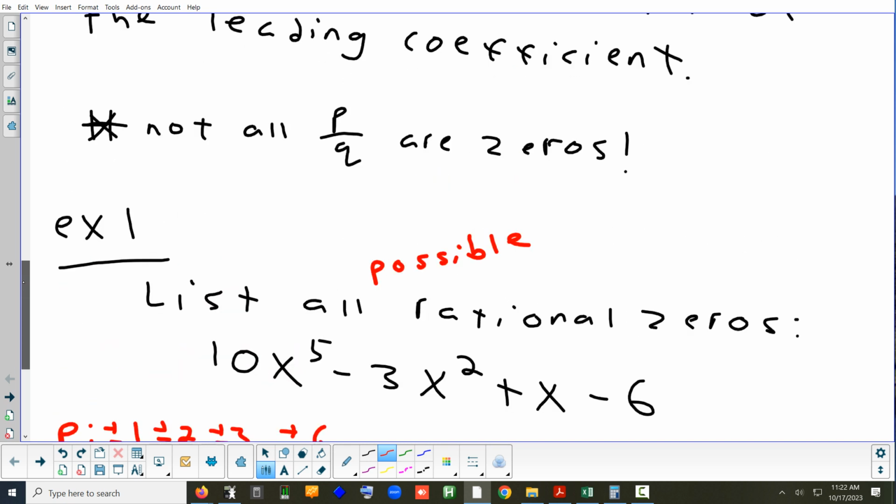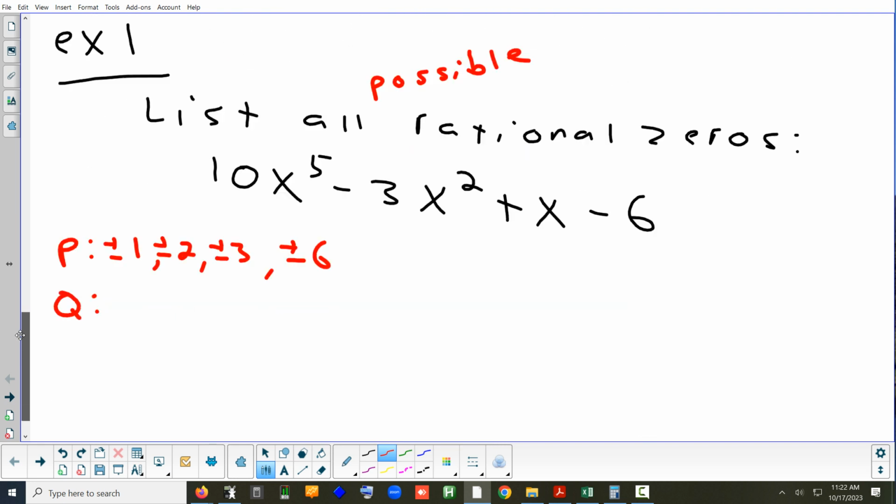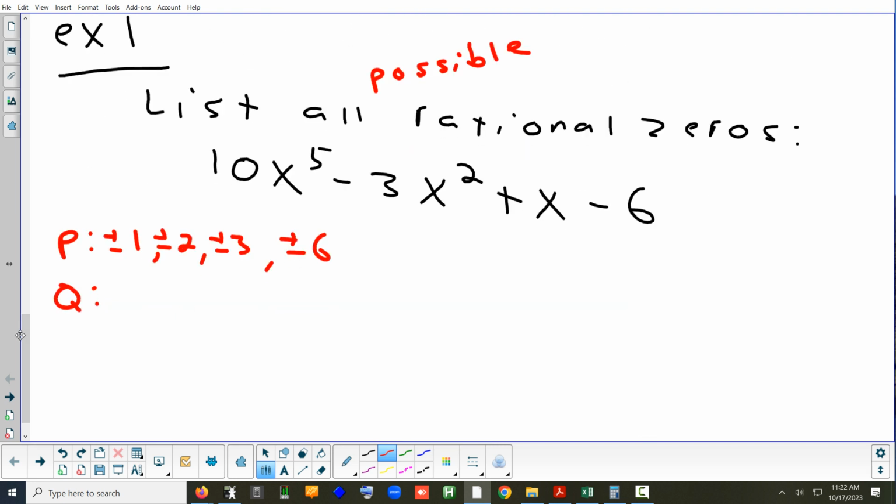The denominator would have to be a factor of the leading coefficient. What's the leading coefficient? Yep, 10. And what are all the numbers that go into 10? 1, 2, 5, and 10, and then all those with negative. So now, if it crosses the x-axis at a fraction, the denominator is going to be one of those numbers.